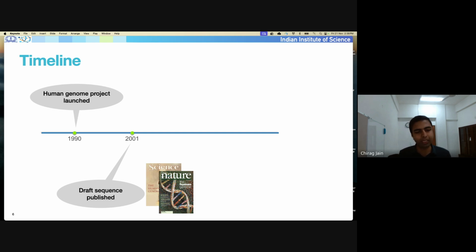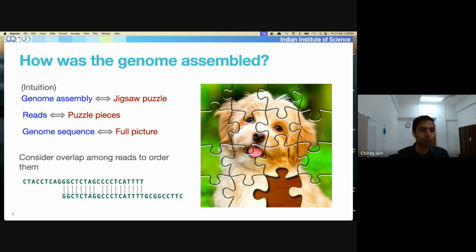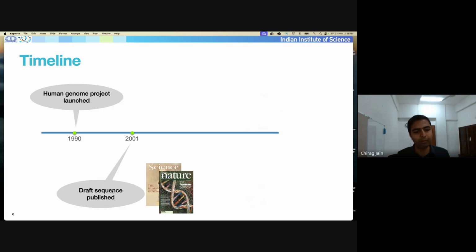So this was, of course, a landmark publication, and to date, this sequence is used heavily across all biomedical applications. Now, if you look at the draft sequence that was published in around 2001, so if I just show you a visualization, okay. So before that, let me talk a little bit about how this process was done.